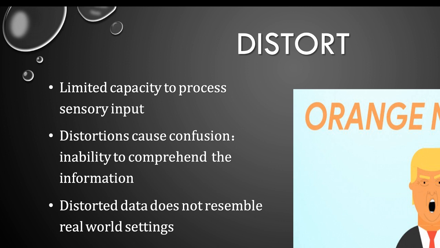So these distortions cause confusion because, on the one hand, you're either unable to comprehend the information, or the information that's distorted doesn't resemble real world settings. That also causes confusion because you expect something to be a certain way and it isn't, and you wonder why it isn't. It's not necessarily that the event is wrong; you may be interpreting it in a poor way.